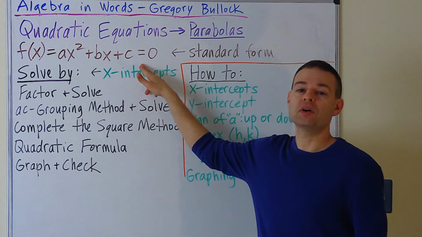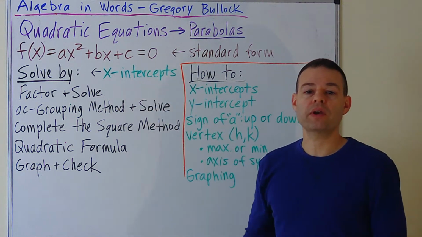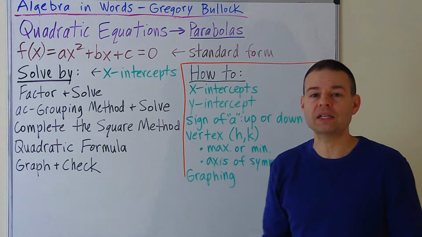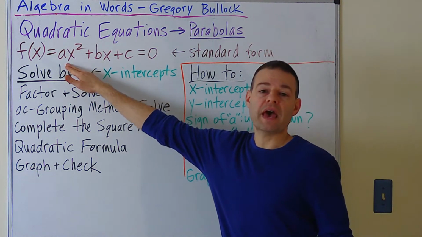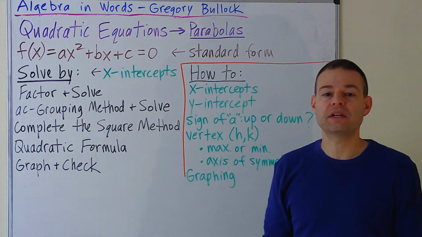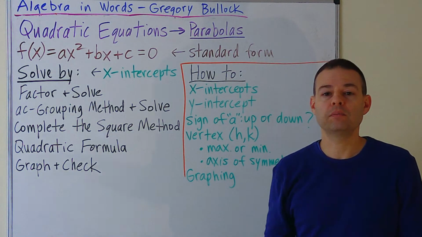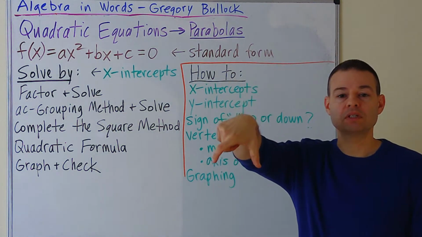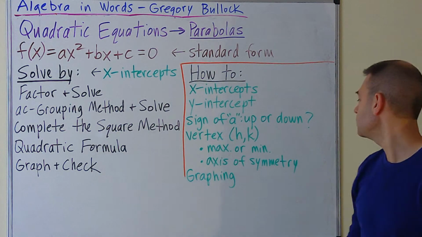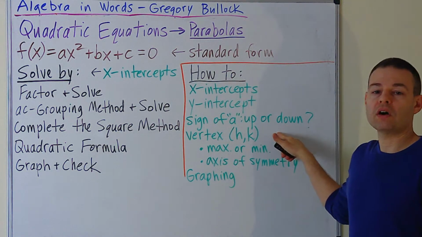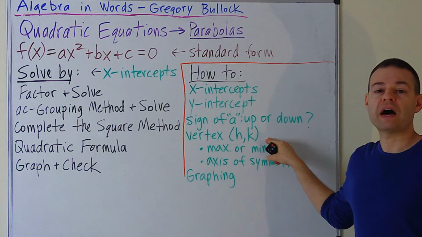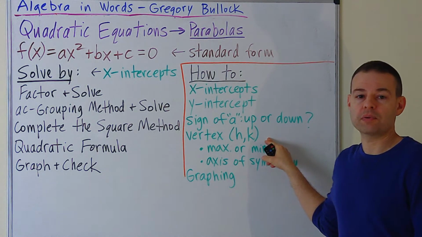That's why it's important that we always put quadratic equations into standard form, for now at least, because we need this A, and the A is going to tell us whether the parabola, which is a U-shaped graph, points upward or downward, and I'm going to go over that shortly. Then we can also use the equation to find the vertex of the parabola.